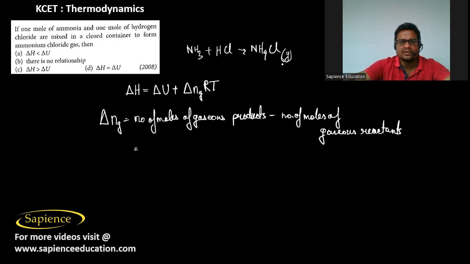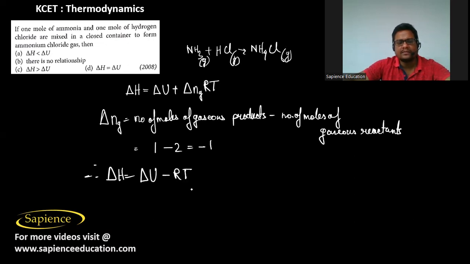NH4Cl is ammonium chloride gas, and HCl is also hydrogen chloride gas, and ammonia is also a gas. So here 1 mole of ammonia reacts with 1 mole of HCl to form 1 mole of NH4Cl. So delta Ng will be 1 minus 2, that is equal to minus 1. Therefore delta H is equal to delta U minus RT. So it means that the change in enthalpy is less than the change in internal energy.